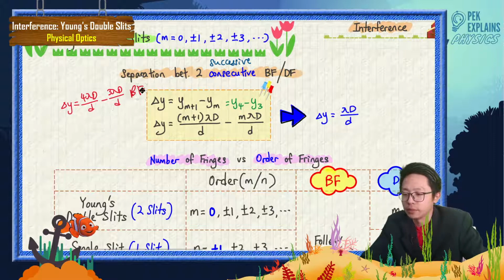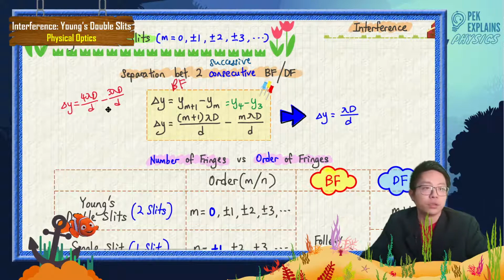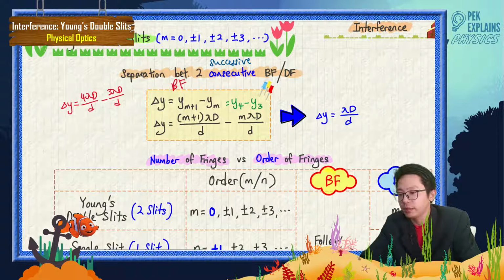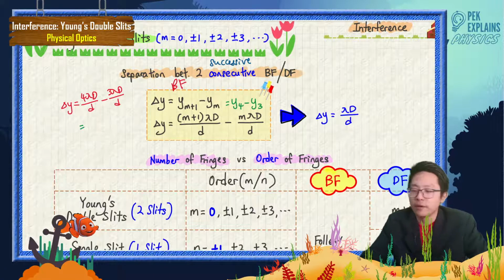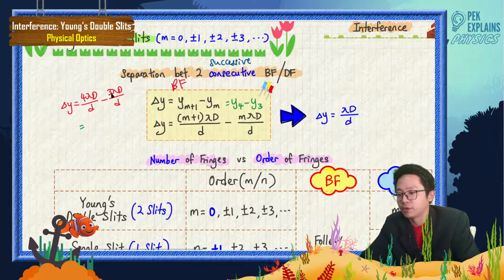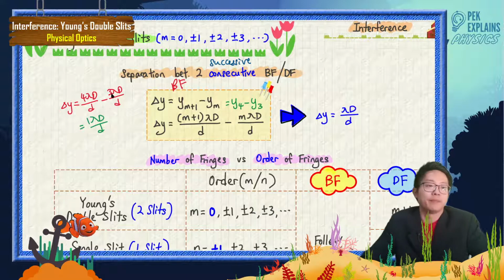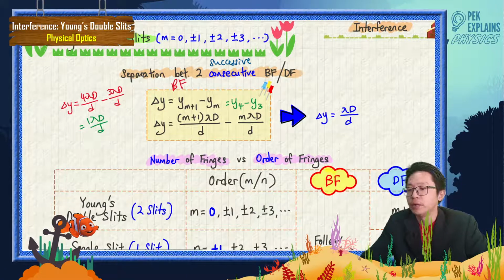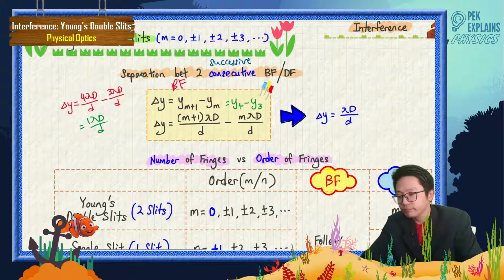We are using bright fringe. So 4 lambda minus 3 lambda. What do we get finally? Of course, you get lambda, left with only 1 lambda D over d. This is for bright fringe. Understand?